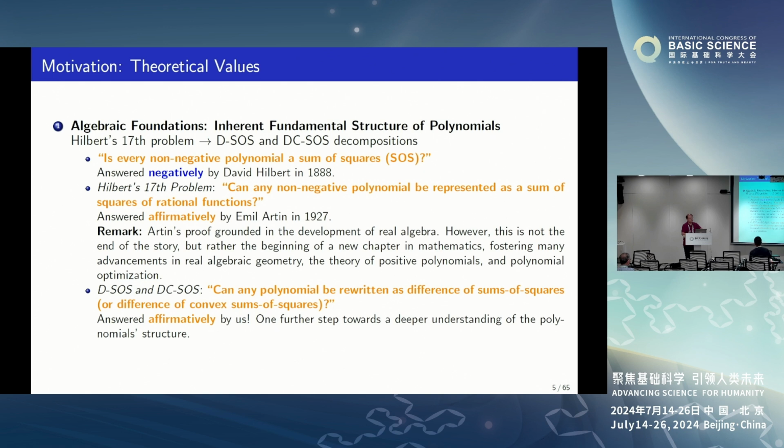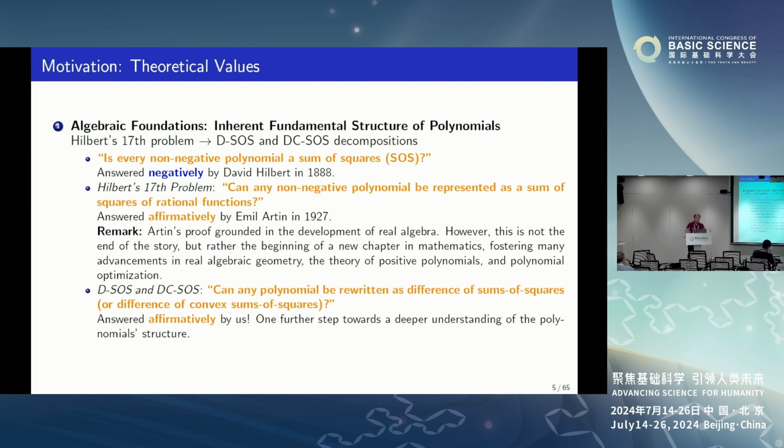But this was just the start, and the question led to the famous Hilbert 17th problem: a non-negative polynomial cannot be written as a sum of squares, but maybe it can be written as a sum of rational functions, meaning sums of squares over squares. After more than 20 years, Emil Artin gave the right answer: it is correct, and so the question was settled.